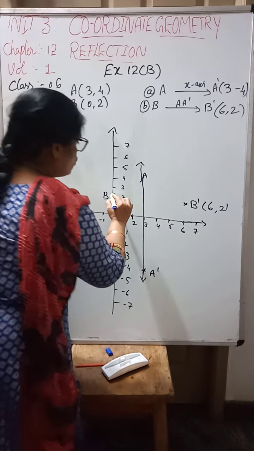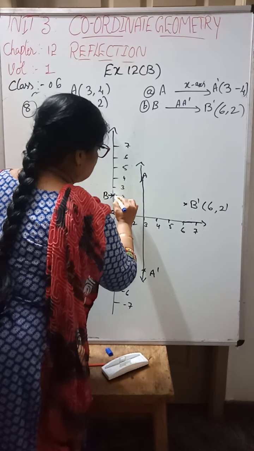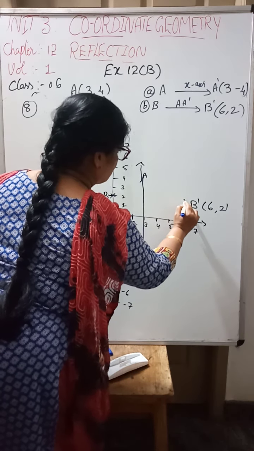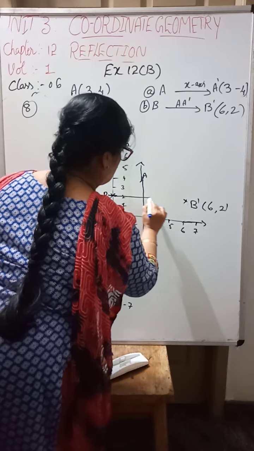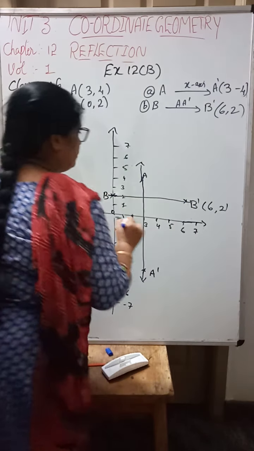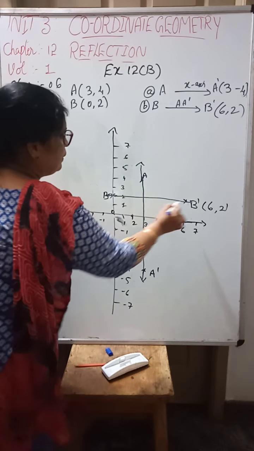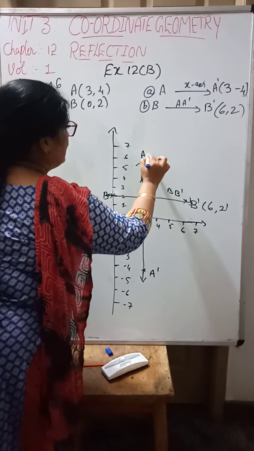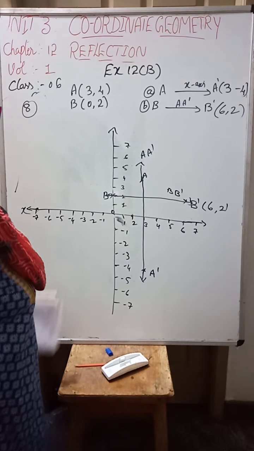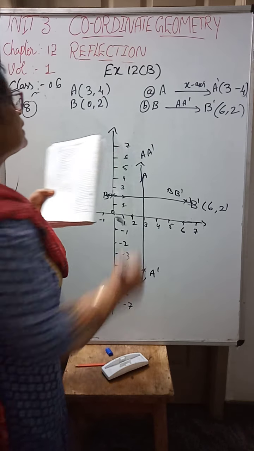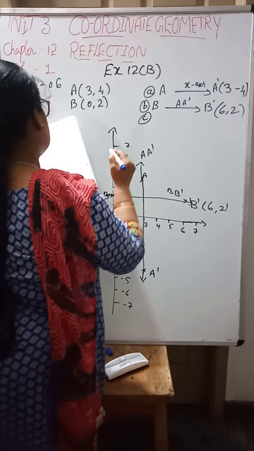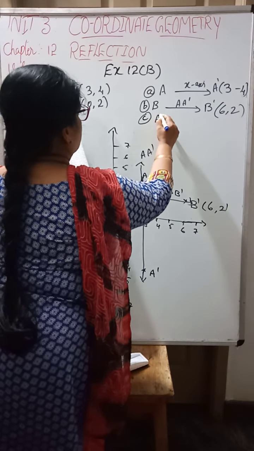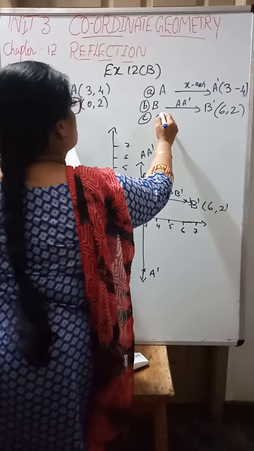Now let us join this B dash. Line B dash. Yes, this is B dash, and this is A dash. Okay. Now question C says: A double dash of A under the reflection in the y-axis.